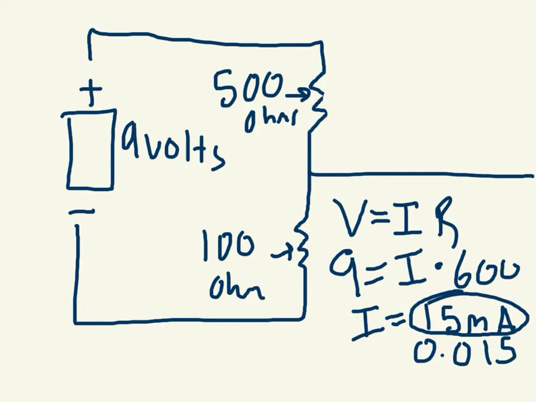So now, what we want to do is figure out what is the voltage drop over this resistor. So what's the voltage here, what's the voltage here, and how much did it change? Well, you can use V = IR to do that same exact thing. So let's say we do V = IR.